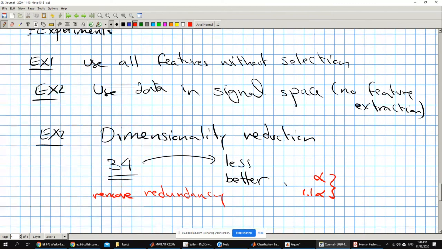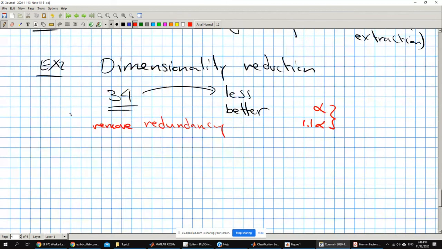One of the very effective ways of removing redundancies is called principal component analysis. You probably heard about that in the seminar this week. Basically, it takes your dimensions and tries to summarize them.